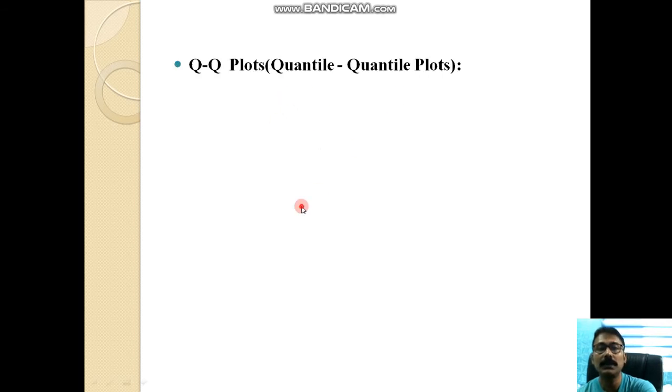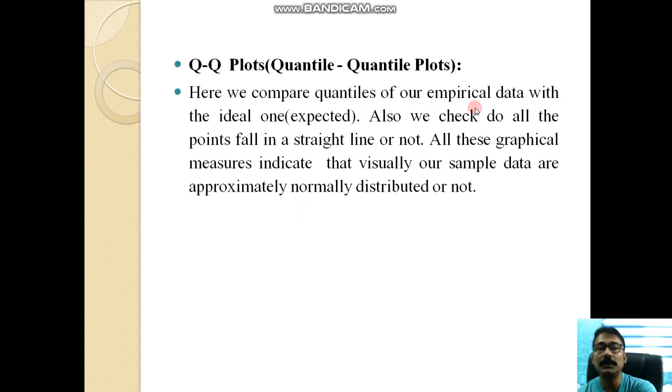Now, for the quantile plot also, we compare quantiles of our empirical data with the ideal ones, and we check whether all the points fall on a straight line or not. So all these graphical measures indicate visually whether our sample data are approximately normally distributed or not.